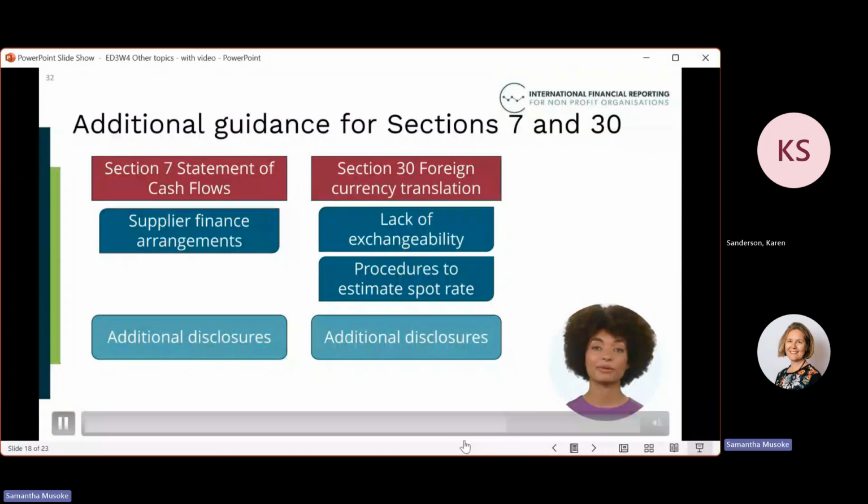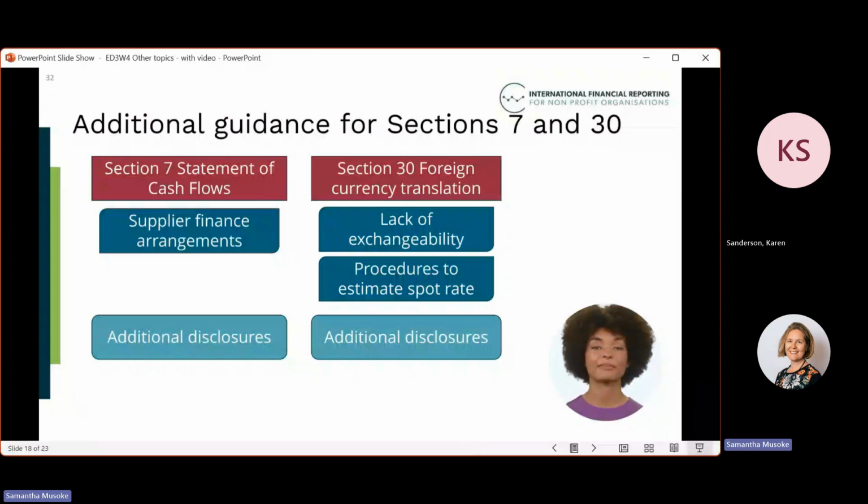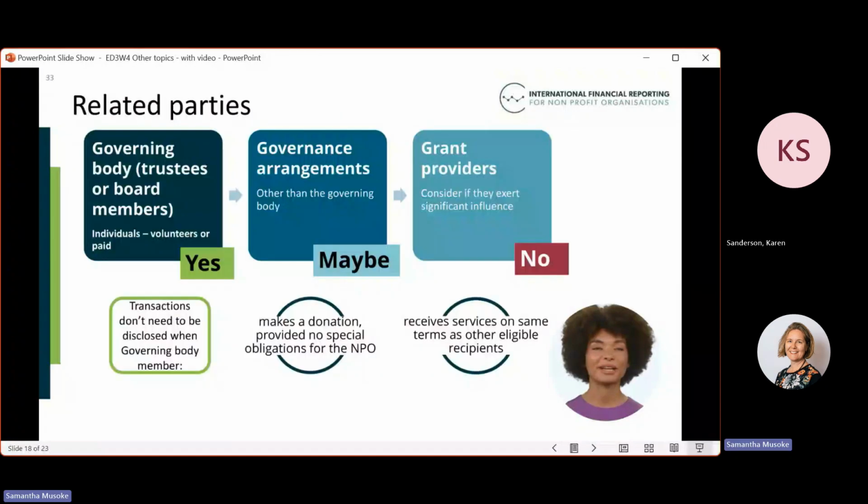Disclosures about related parties are required to draw attention to the NPO's financial position or its surplus or deficit having been affected by transactions between the NPO and a related party. It is common that oversight and control of an NPO is exercised by a separate governing body, often voluntary, who are not employed by the NPO. These can be known as trustees, boards, or similar.